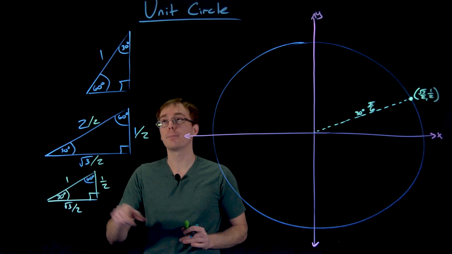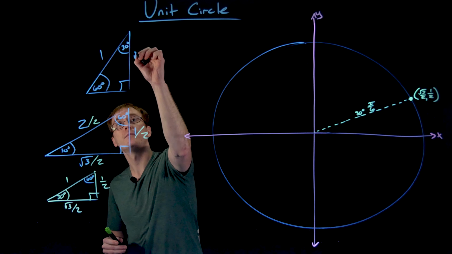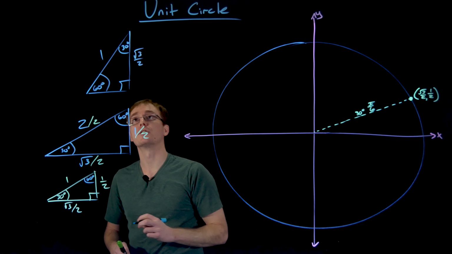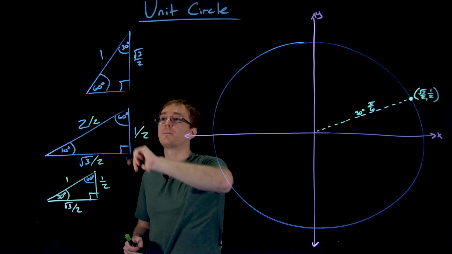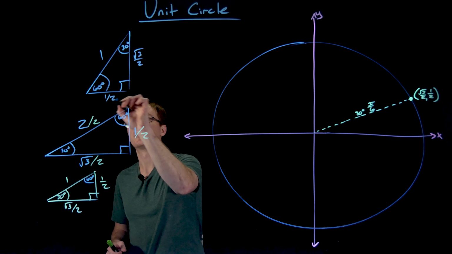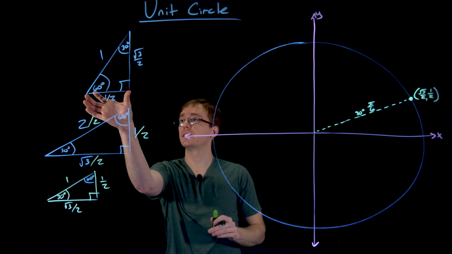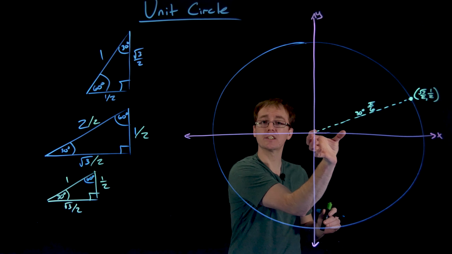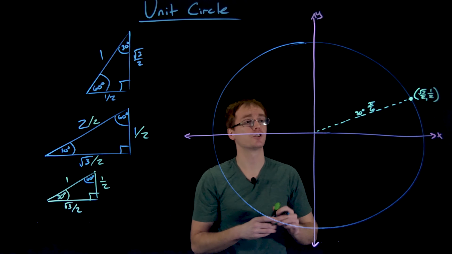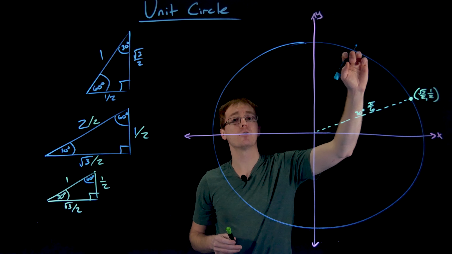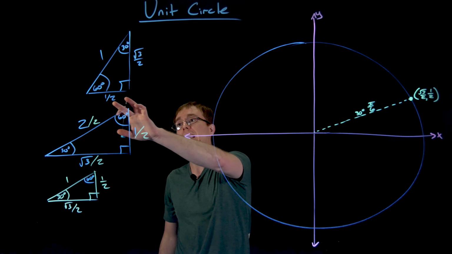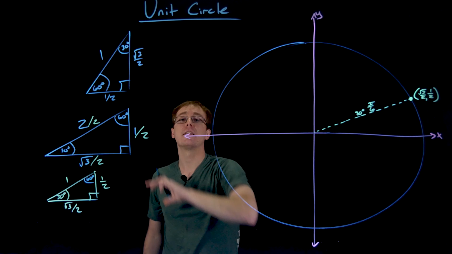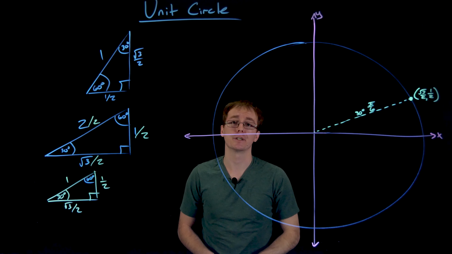So remember, the side opposite of our angle of 60 degrees is the square root of 3 over 2, and the side length adjacent to 60 degrees, or the side length opposite of 30 degrees, is 1/2. So now when we slide or embed our 60-degree triangle with a hypotenuse of 1 into our unit circle, we find that we end up at this point near the top of our unit circle where the x-coordinate is 1/2 and the y-coordinate is the square root of 3 over 2.